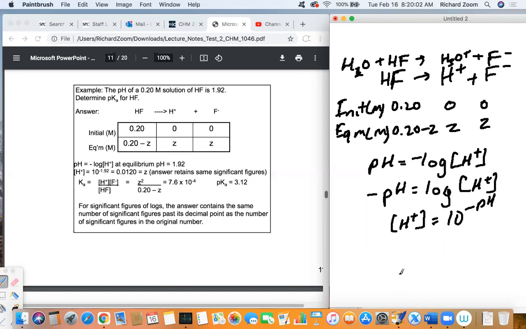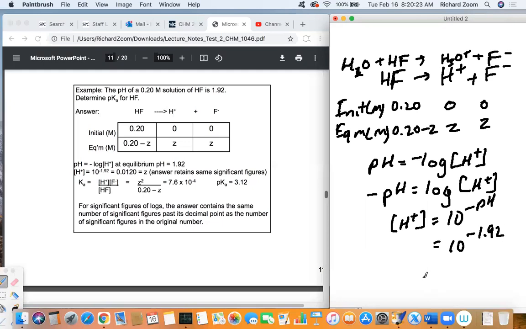It's like I told you about earlier with the calculator. If you look on your calculator, the button above the log button is 10 to the x. So we take the negative first, and then that goes on negative pH. So if I want to calculate the concentration of H plus here, it would be 10 to the negative 1.92.